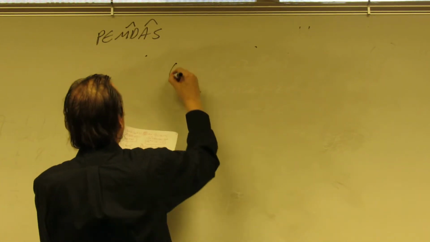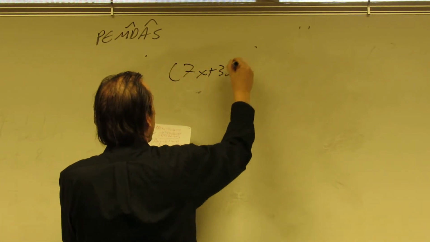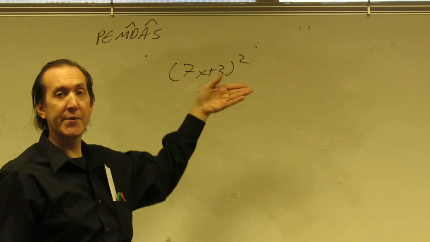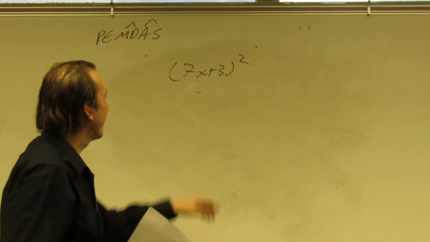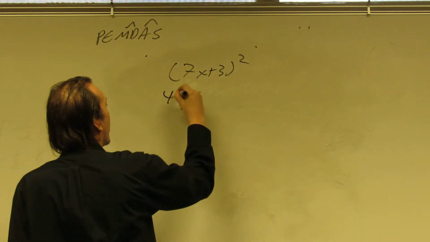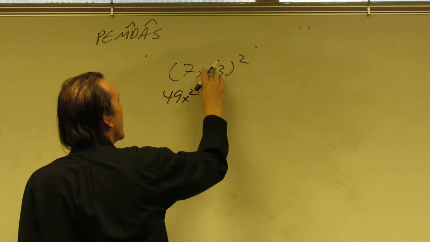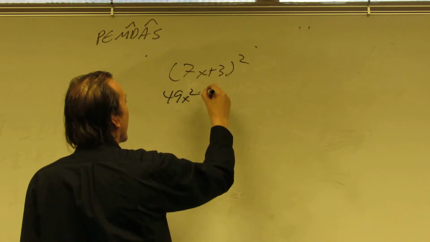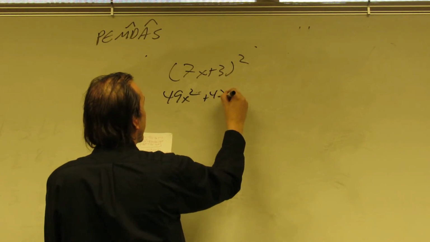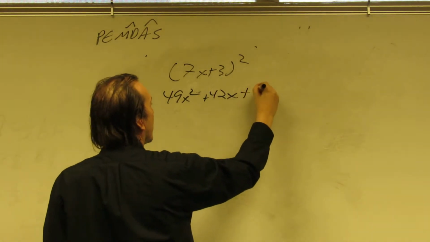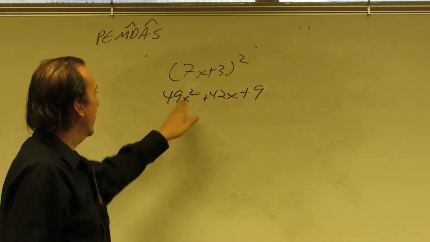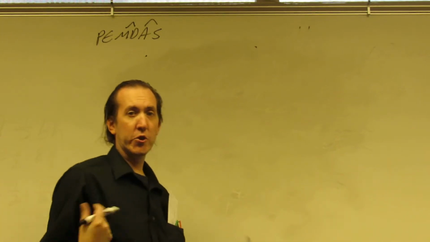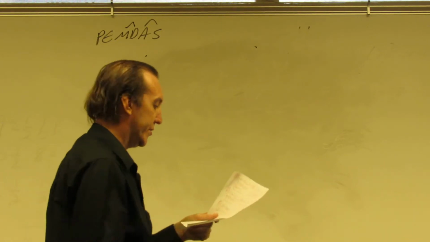Next, we have 7x plus 3 squared. You can either change this to FOIL, so it's 7x plus 3 times 7x plus 3, or you can do the shortcut, where we square the first one, which is 49x squared, and then 2 times the first times the second. 2 times 3 is 6, times 7x is plus 42x, and square the last, plus 9. If you do it with FOIL, you're going to get the same answer. That's just the shortcut from one of the last sections that we did.